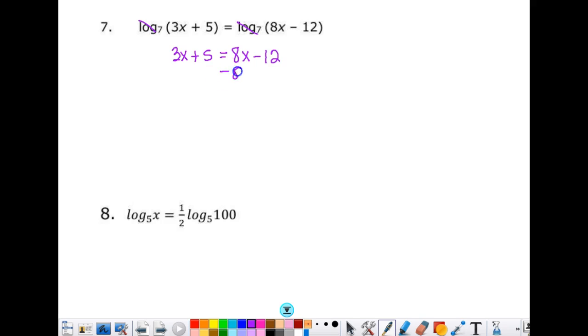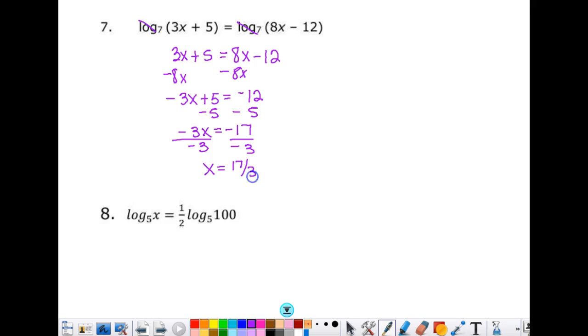I like to move my x's over here to the left, even if I'm going to get a negative x, and my numbers to the right. Okay? Then divide by a negative 3. And we have a positive 17/3. Minus 8 and 3.